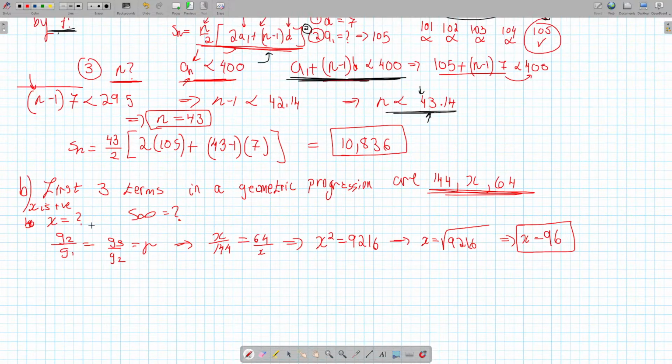How about the sum to infinity? Okay, what's the sum to infinity? The sum to infinity is equal to g1 over 1 minus r. We're missing the r. But what do we know? We have g1, g2, g3. So to find r, we can just do g2 divided by g1, or you can do g3 over g2. It doesn't matter. g2 is x, which we found to be 96, over g1, which is 144.